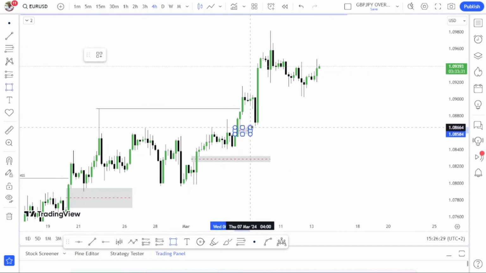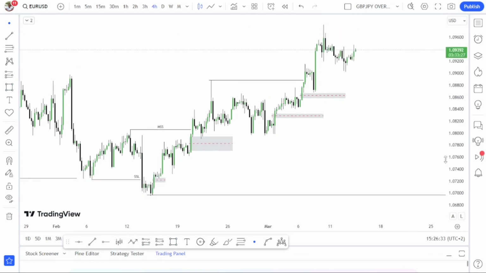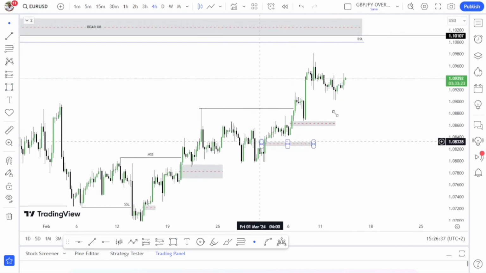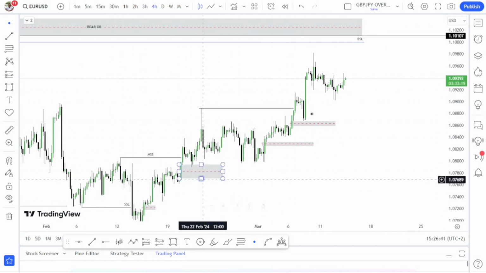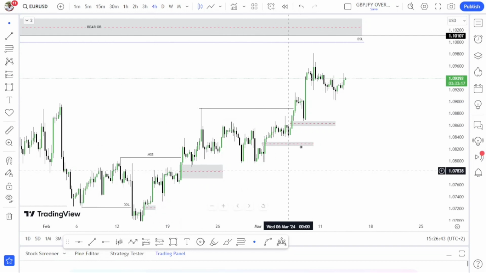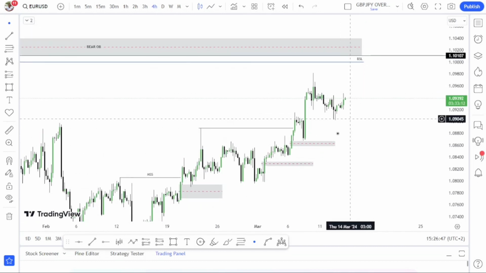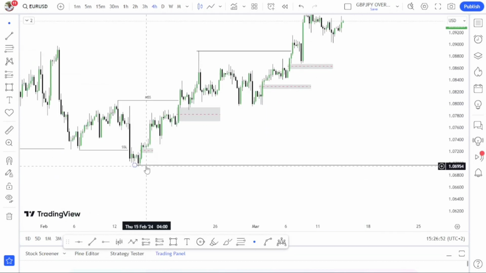There's a lot of inefficient pricing, guys, which is why I am deciding to go bearish on this. There's a lot of inefficient pricing right here that was left behind in this bullish rally. So we're going to be waiting for buy side liquidity to be swept, and then we're going to be in for those sells back to this low right here.